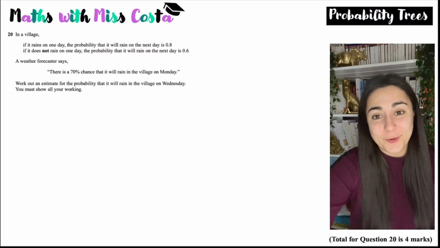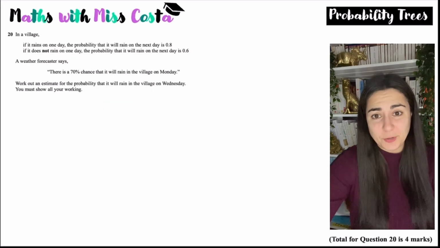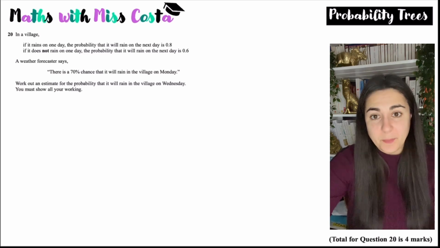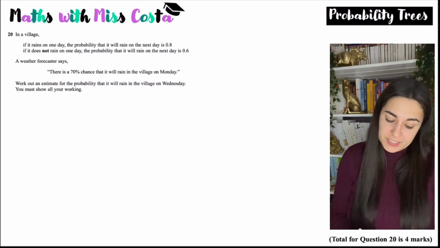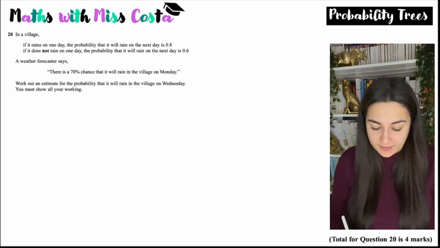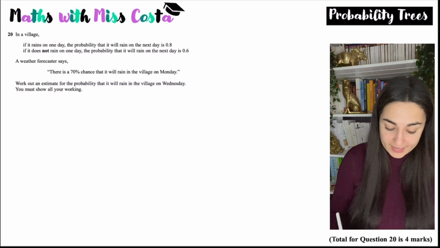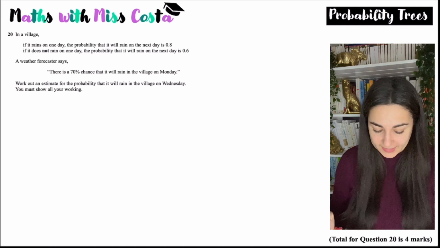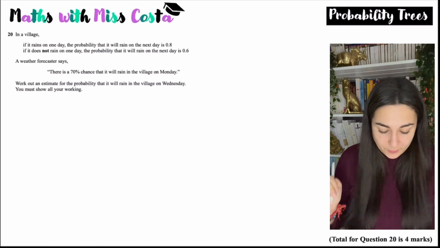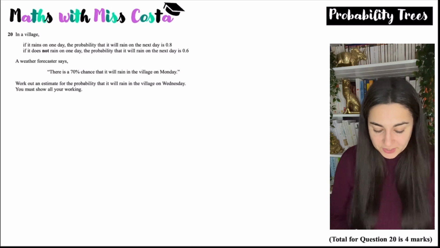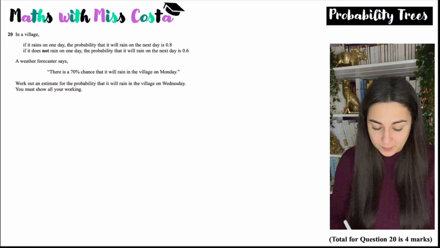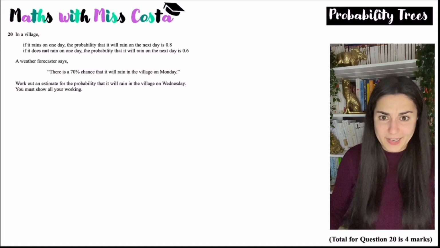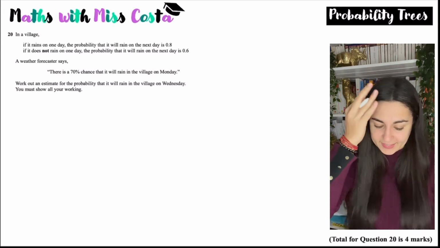Okay, so here I've got a probability tree question. You don't need to use a probability tree to do this, but it just makes things visually a little bit easier. So in a village, if it rains one day, the probability that it will rain on the next day is 0.8. And if it does not rain on one day, the probability that it will rain on the next day is 0.6. A weather forecast says there's a 70% chance that it will rain in the village on Monday, and we need to work out an estimate for the probability that it will rain in the village on Wednesday.